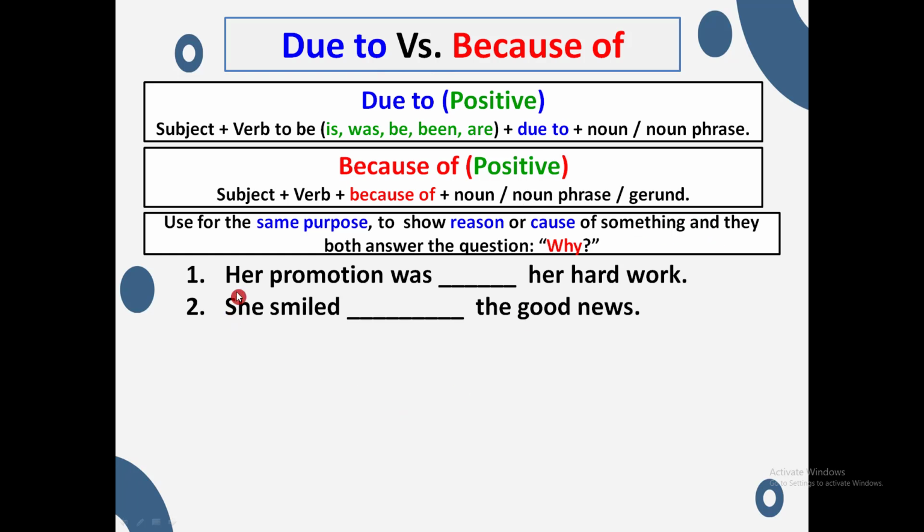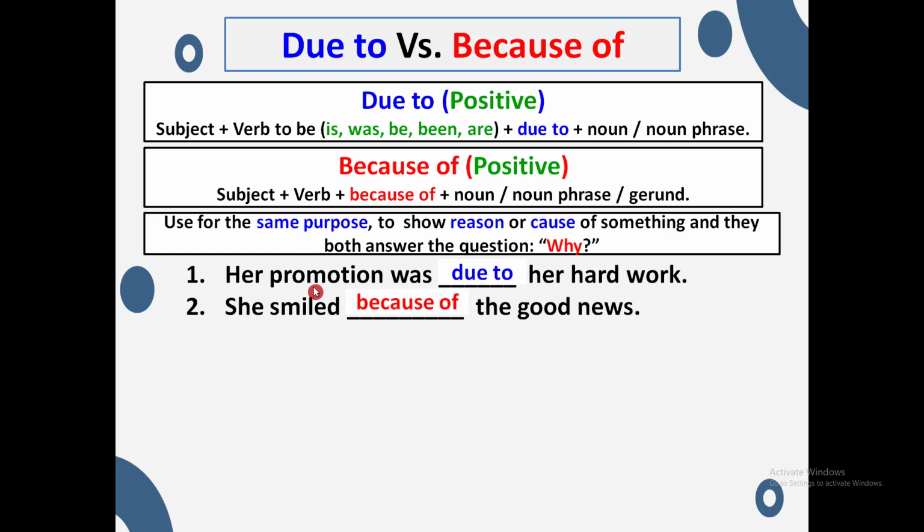Now let's come back. Her promotion was blank her hard work. Here our keyword is was. That's our verb to be, and after verb to be we follow due to. Her promotion was due to her hard work. She smiled. It's our main verb, and after main verb we follow because of. She smiled because of the good news.